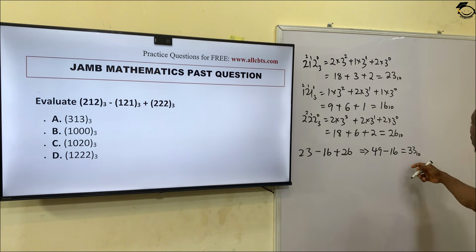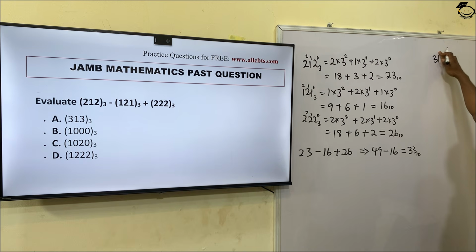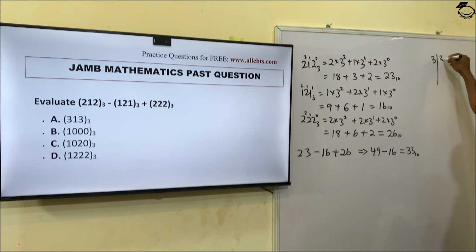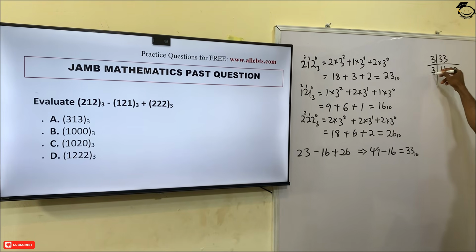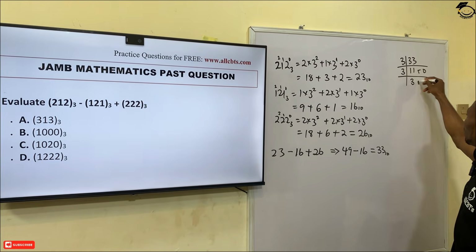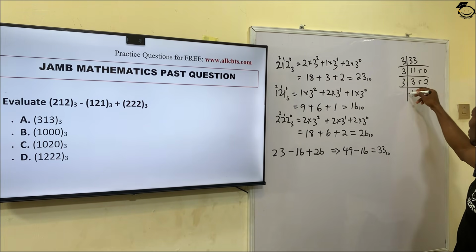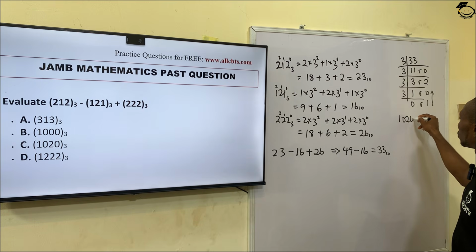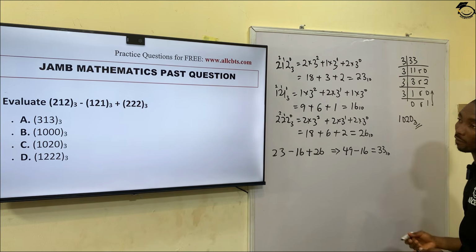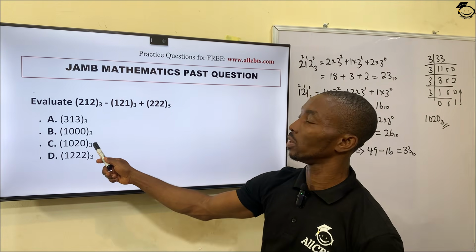Now, we are going to convert our 33 back to base 3. Converting it back to base 3, we'll use long division. This gives us 11, remainder 0. 3 into 11 will give us 3, remainder 2. 3 into 3 will give us 1, remainder 0. And 3 into 1 will give us 0, remainder 1. So reading upwards, we have 1020 base 3. So our final answer in evaluating this will be 1020 base 3.